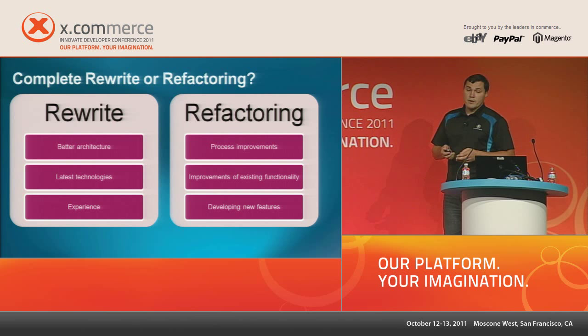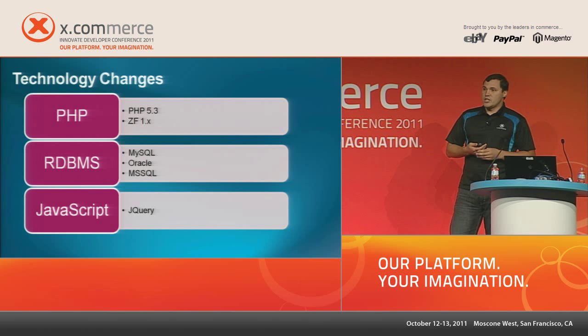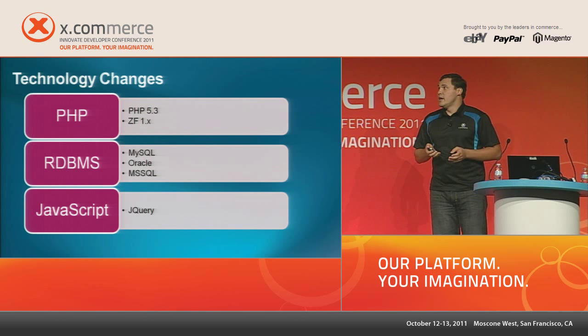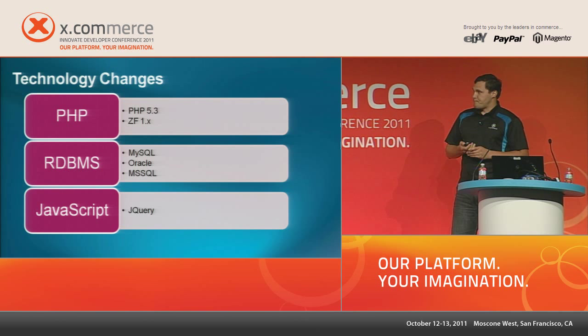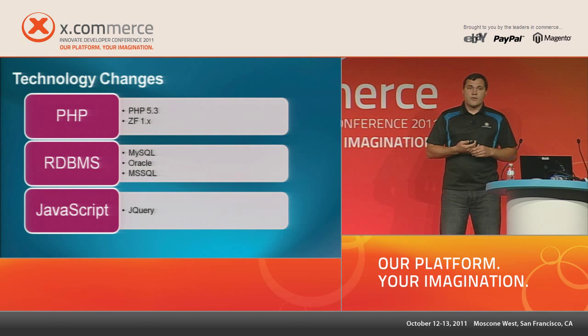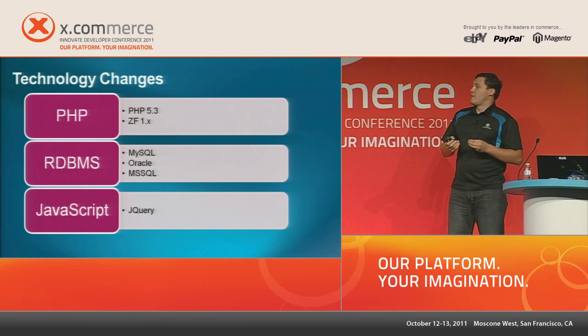From the technology perspective, we're not making major changes. We still will work on PHP, just changing the requirements for the PHP version. Magento 2 will work with PHP version 5.3 and higher, and we still use the Zend framework as our main components library. We will keep support of MySQL, Oracle, and MSSQL, which is already available in the latest enterprise release and could also be available in the community edition. On the JavaScript side, we will rework our JavaScript functionality and rebase it on the jQuery JavaScript framework.